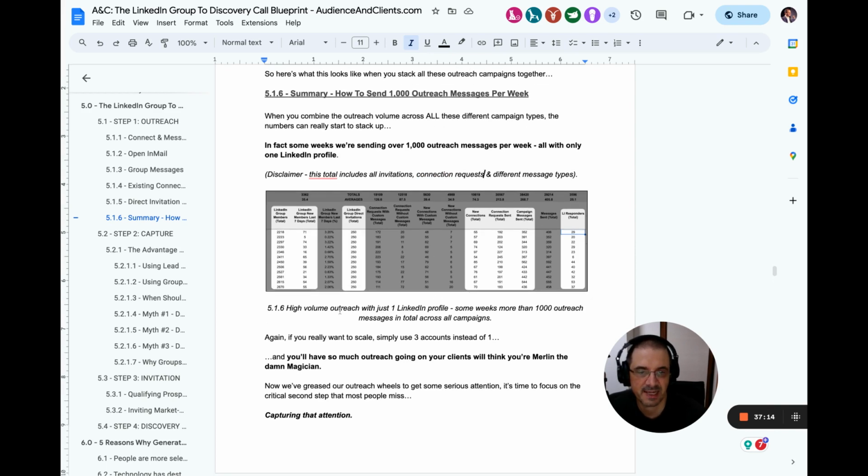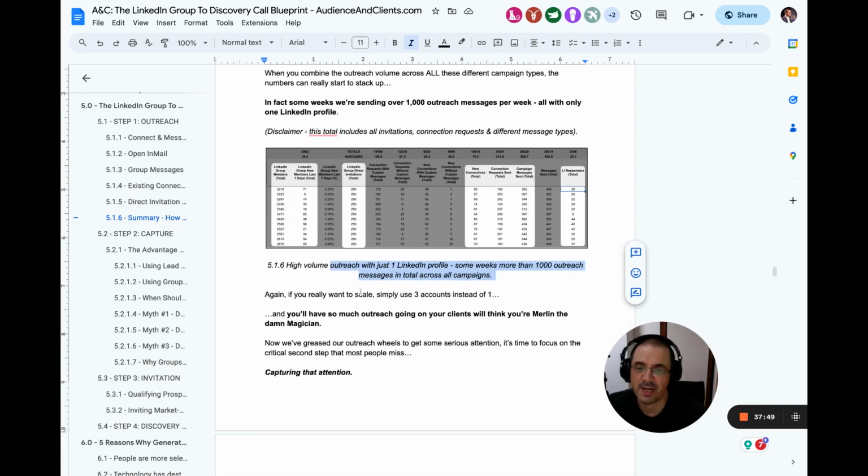And as you can see here, high volume outreach with just one LinkedIn profile, some weeks more than 1,000 outreach messages in total across all the different campaign types. So total messages sent, which doesn't include the group invitations. So we need to add the group invitations to it. And that doesn't include the connection requests. So you have to add the campaign messages plus the connection requests plus the direct invitations. Add that together and you have more than 1,000 touch points some weeks.